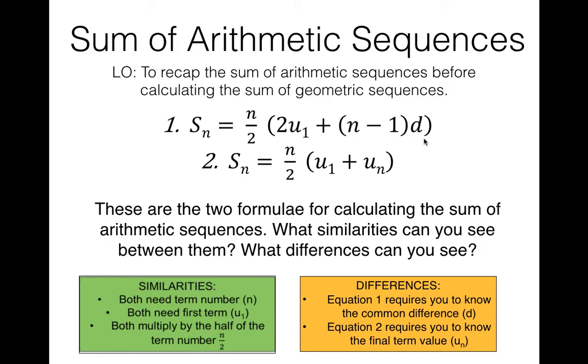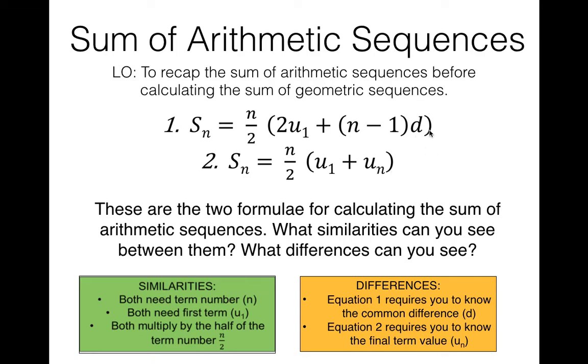In some situations you might be given the first term and you might be given the last term, and you've got to work out the sum of the sequence. In that case, you'd want to use this second one, because here we use the first term and we use the last term. un means the value of the term for the last number that we're interested in.